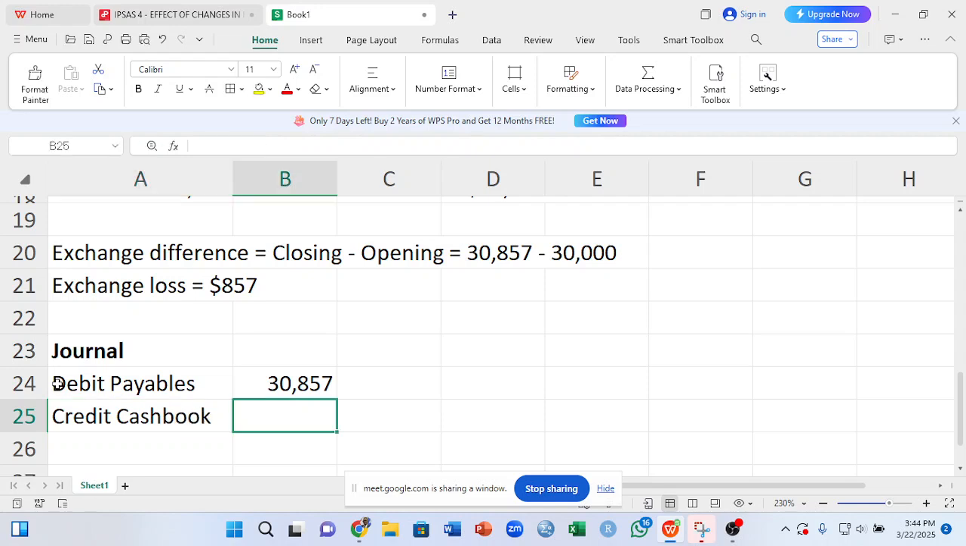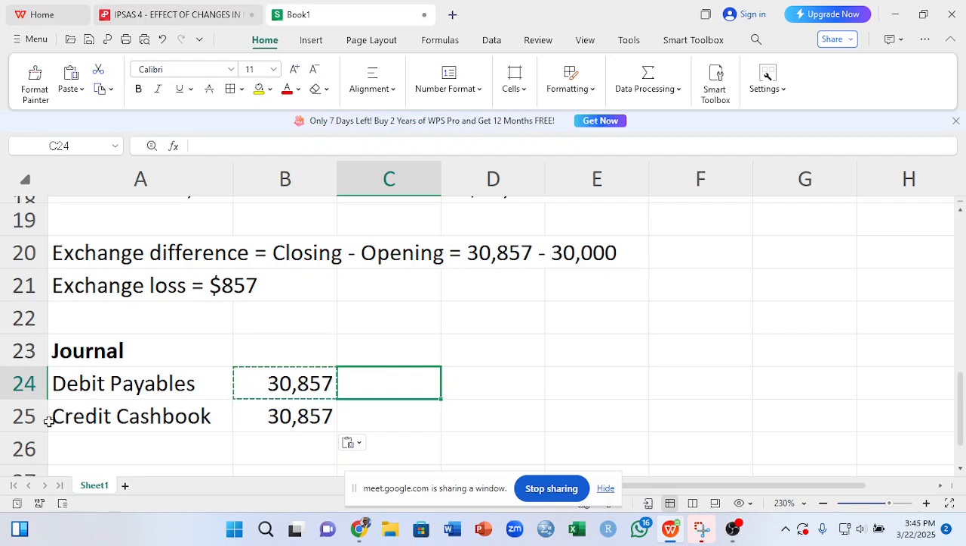Let me do it. That will be 30,857. Okay. Do you agree? Do you agree? None of you are talking, meaning you agree. Or are we going to try and elaborate on the cash book in terms of the 857 being maybe a loss or something?